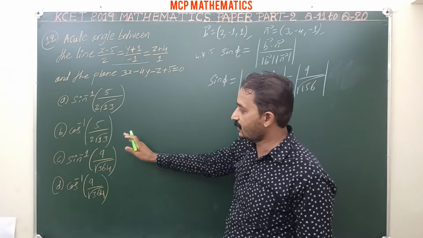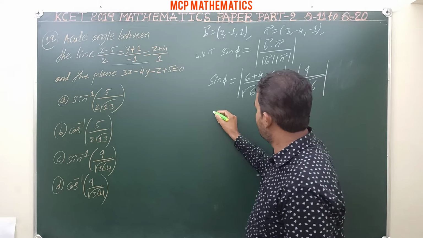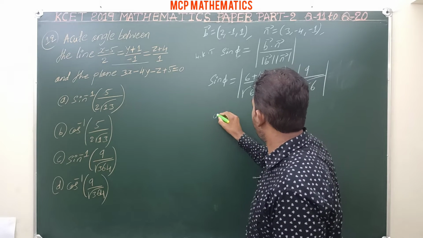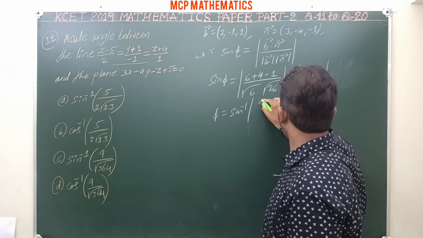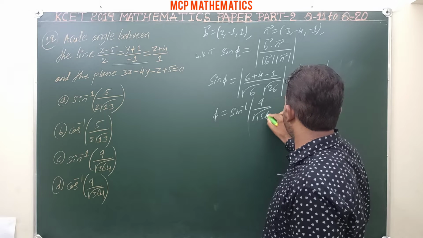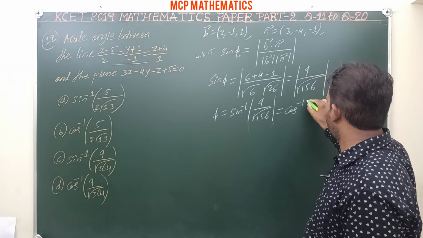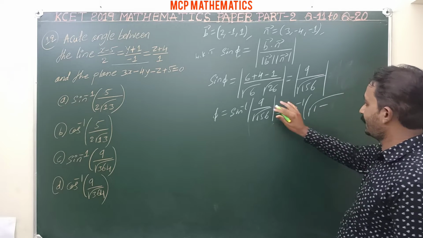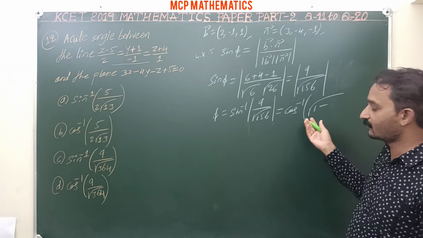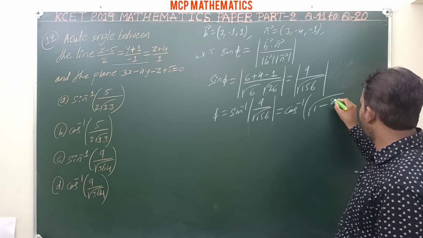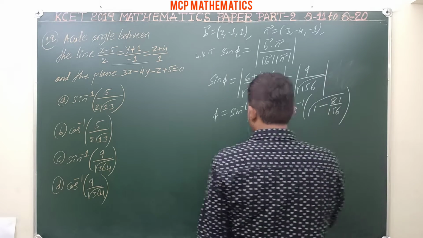So no option matches with this answer. So further simplification is there in this case. φ is equal to sin inverse of 9 divided by square root of 156. So it can be written in terms of cos inverse. Cos inverse is equal to square root of 1 minus x square, where this is x. So we have to find out 1 minus x square in this case. It is the formula. So 9 square 81 divided by 156. So simplify this, we get the answer.